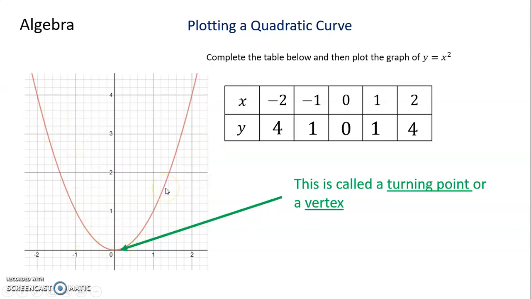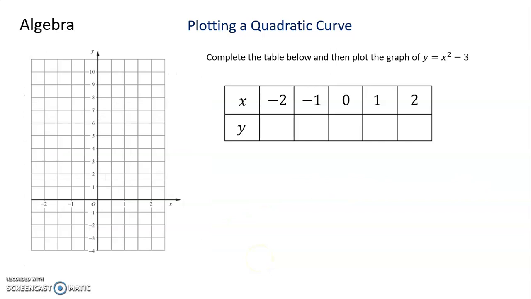If it was negative x squared, it would look very similar but upside down. And they all have a line of symmetry. In this case, the line of symmetry happens to be the y-axis, but that's not always the case. And I've just pointed out that this point at the bottom here, where it stops decreasing and starts increasing again, is called the turning point, or sometimes the vertex. And you might sometimes hear this called a minimum as well, because in this case it is the minimum point on the graph.